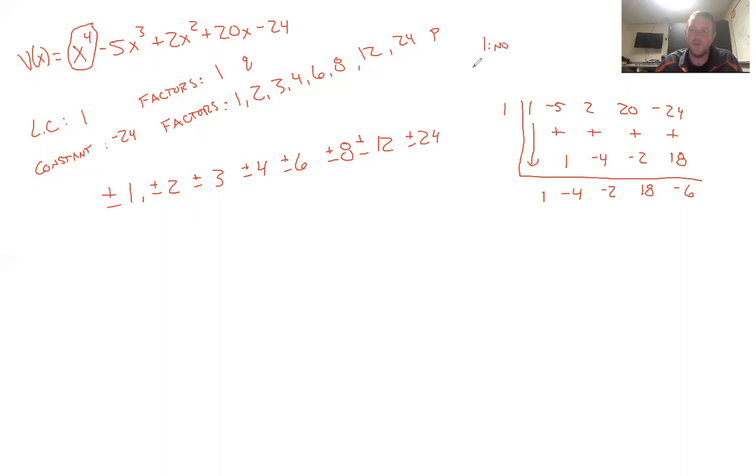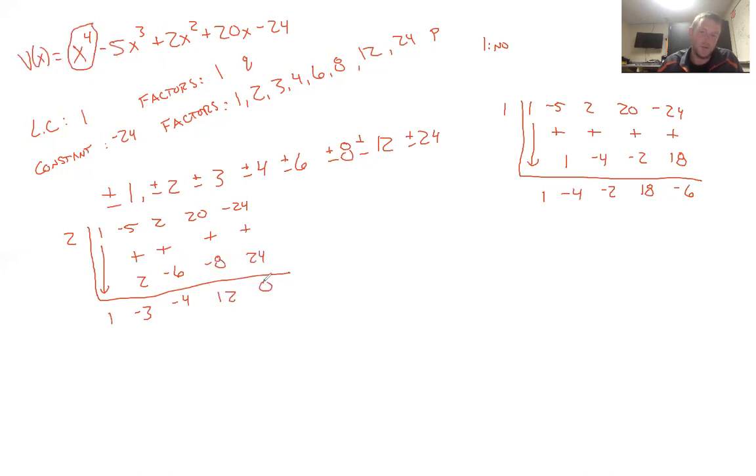So then I would try -1, and to save you some time, -1 is also no. So then I go to 2, and again, you have to find 2 to get it down to x squared. So I'm going to try 2. Again, 1, -5, 2, 20, -24. That'd be 1. Don't forget your plus signs. That'd be 2, -3, -6. This would be -4. This would be -8. This would be 12. This would be 24. And this would be 0. So my first answer is 2.